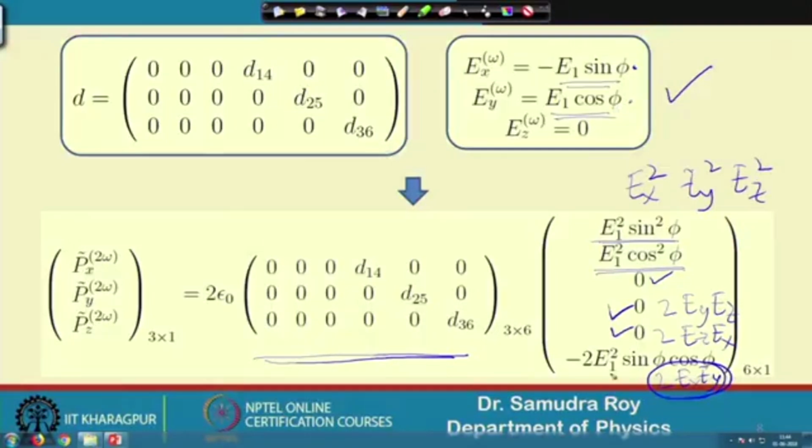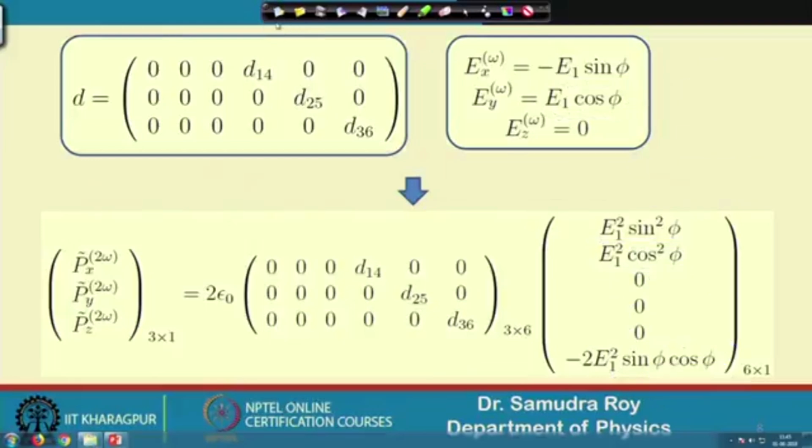So, we will have 2 of E 1 square sin phi cos phi, or in other way one can write as E 1 square sin of 2 phi. So, when we have all these terms in our hand, now it is time to find out what is my p x, p y, p z. So, readily we can see that p x will be 0, because in order to get p x, the fourth term will be involved, and here we should have some term, but here we have 0. So, p x will be 0.